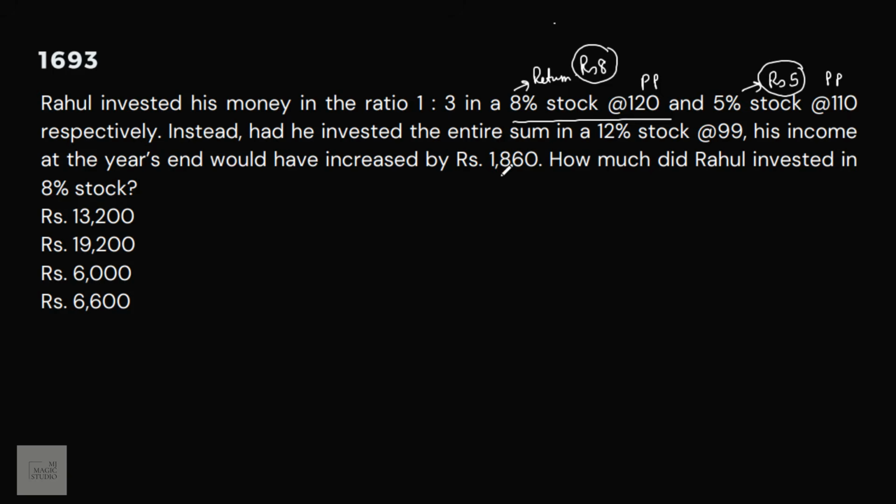Instead, had he invested the entire sum in a 12% stock at 99, his income at the year end would have increased by 1860. How much did Rahul invest in the 8% stock?